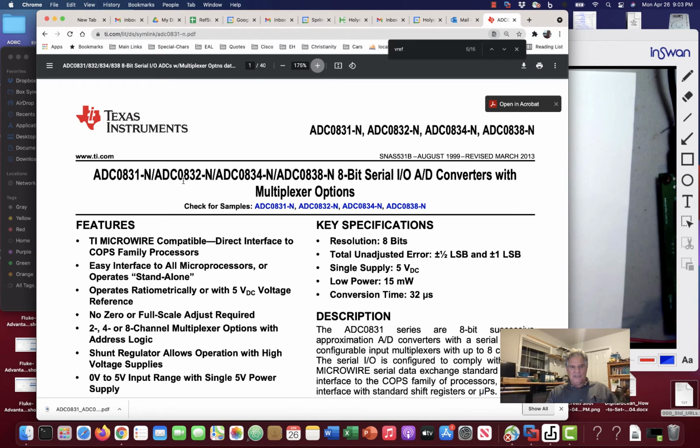An ADC0832, as you might guess, is a two-channel analog to digital converter. In other words, it could be hooked up to 2 sensors. An ADC0834 has 4 channels, and an ADC0838 has 8 channels.